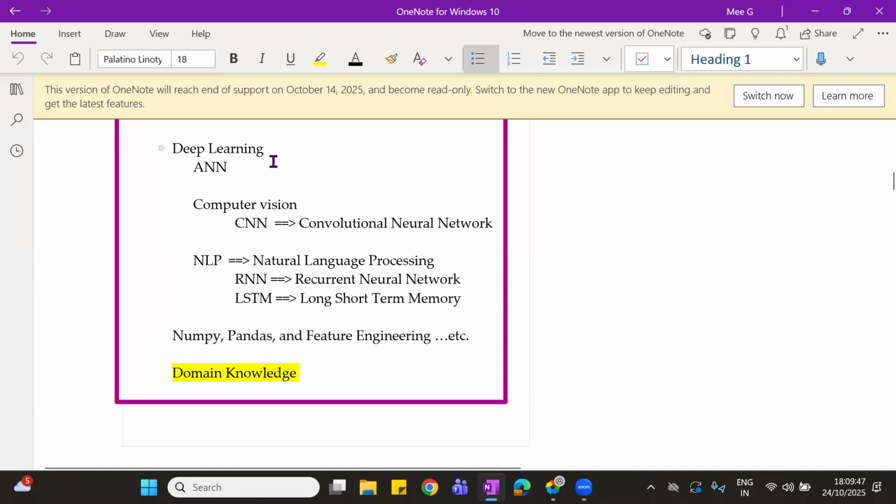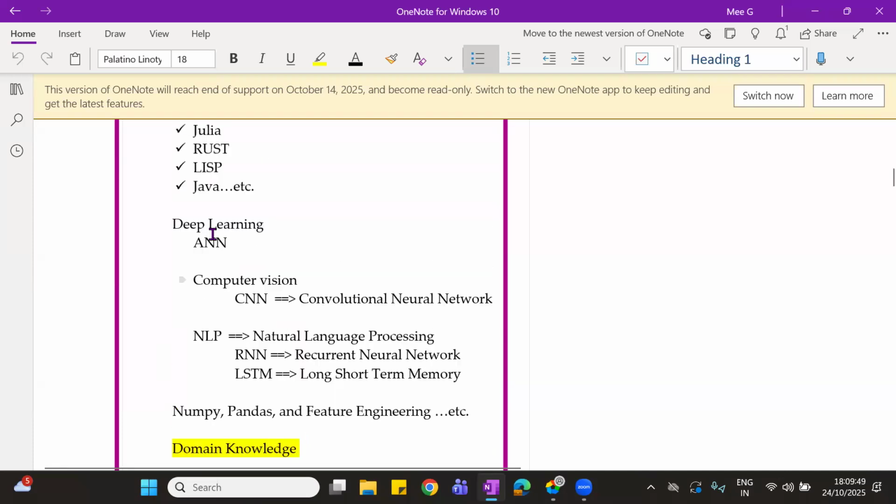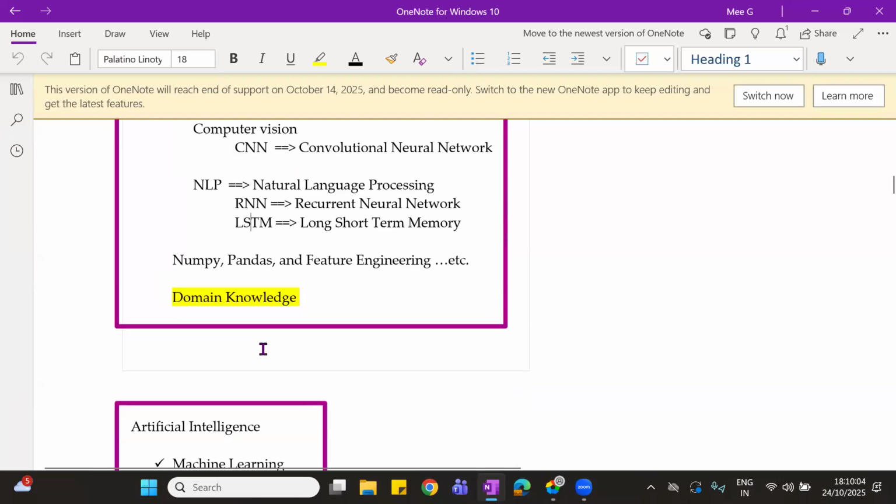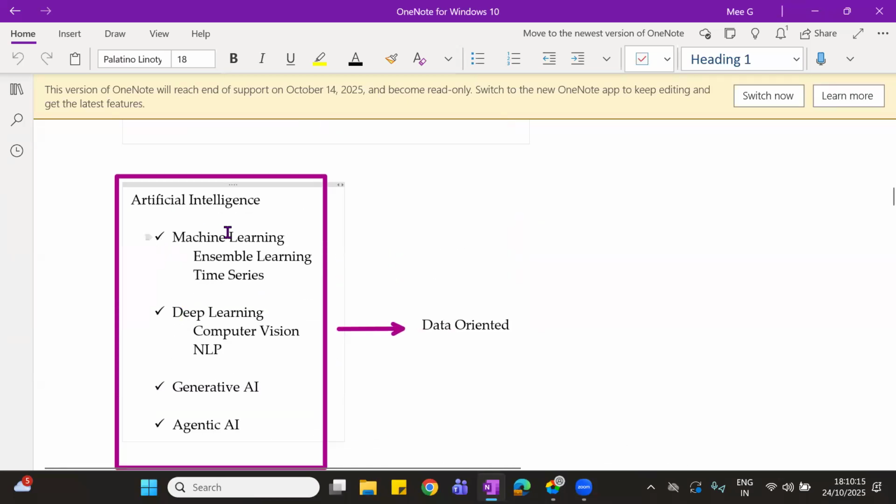Okay. And deep learning is majorly divided into two major fields. One is computer vision and the other is NLP. Computer vision is implemented with CNN, and NLP is implemented with RNN or LSTM. Now, NumPy, Pandas, and feature engineering are other libraries which are important for us, along with domain knowledge.